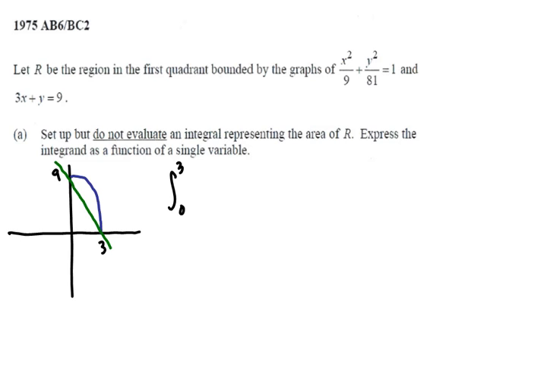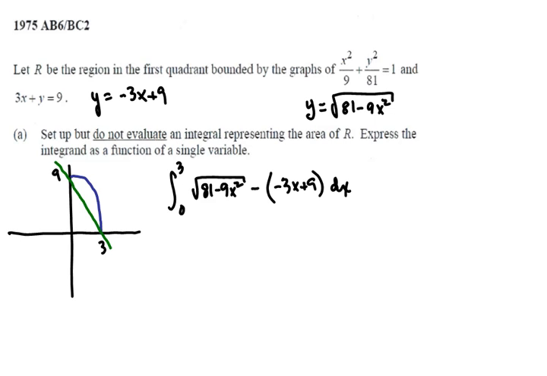And that will be the integral from 0 to 3. We'll always do top minus bottom. So we'd have to solve the ellipse for y, and you can verify that that's y is equal to square root of 81 minus 9x squared. So the top function is square root of 81 minus 9x squared minus the quantity negative 3x plus 9. And you don't have to go any further.